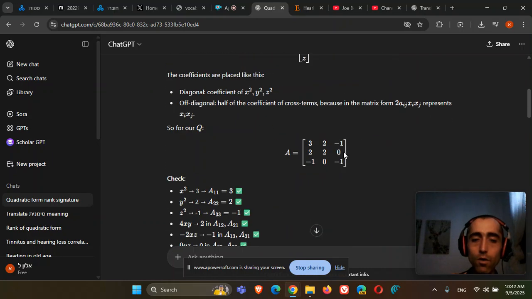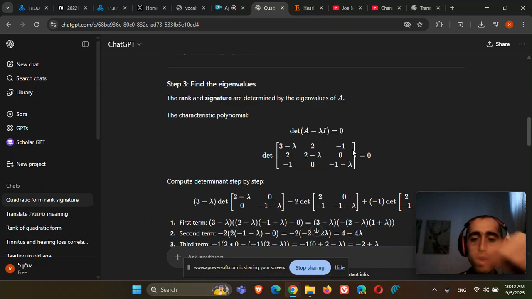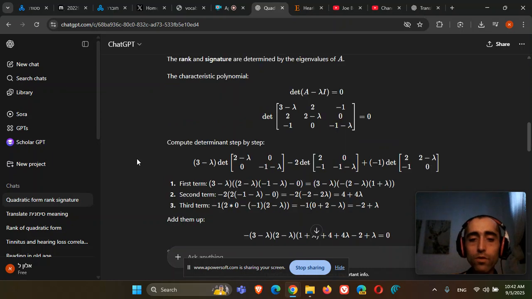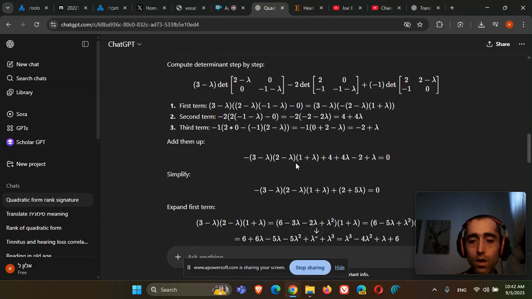So if I want to find the rank and the signature of the quadratic form, I will find the eigenvalues of the representing matrix of this quadratic form. How will I do that? Like I do for every matrix when finding the eigenvalues: I will take the determinant of A minus lambda I equals 0, and I will just solve this. You can see the solution.